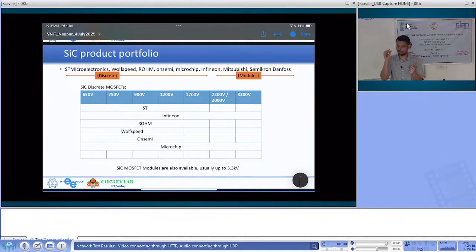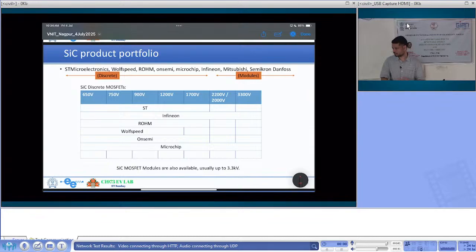Discrete will have only one MOSFET, that's it. A module will have, let's say, a combination of 4 MOSFETs if it's a full bridge, or 2 MOSFETs if it's a half bridge, or 6 MOSFETs if it's a 3-phase voltage source converter. If you look at the discrete devices, the table shows which company is making those devices up to what voltage level. So for example, ST has a portfolio starting from 600 volts going up to 1.7 kV. Infineon has discrete devices which go up to 3.3 kV.